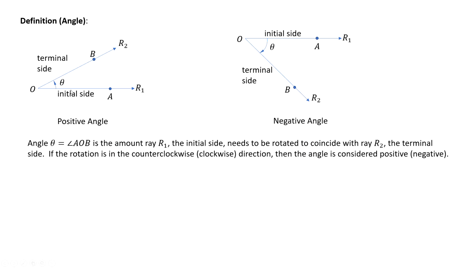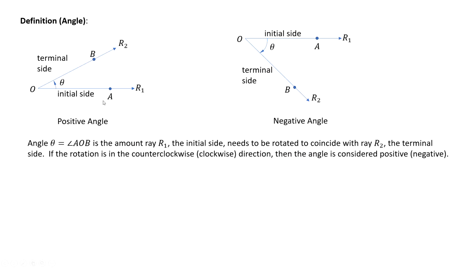So we have a ray R1 and another ray R2. Now, what we are trying to define is this angular measure. What is AOB, that angle we are trying to measure? And this angle is that theta, and the theta angle is the same as this AOB.